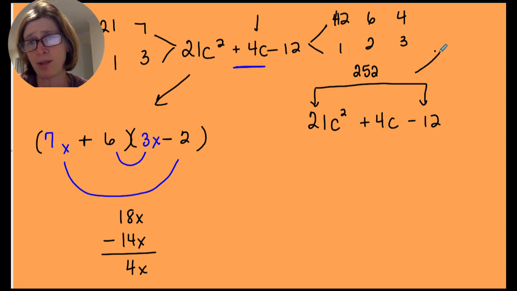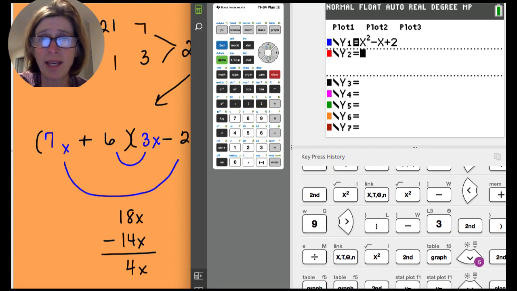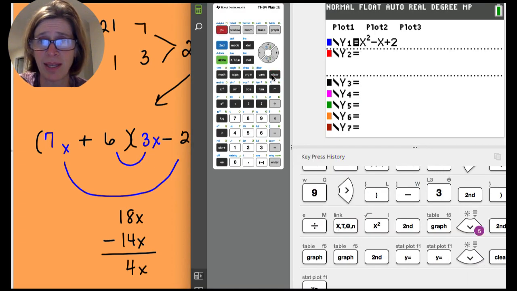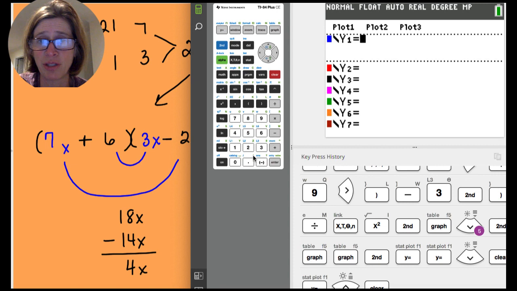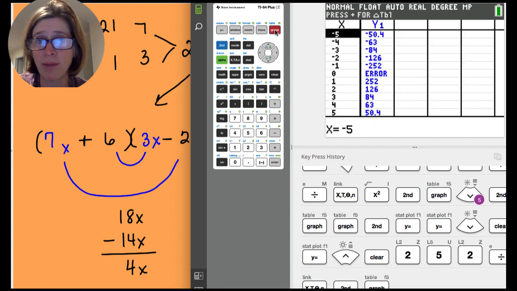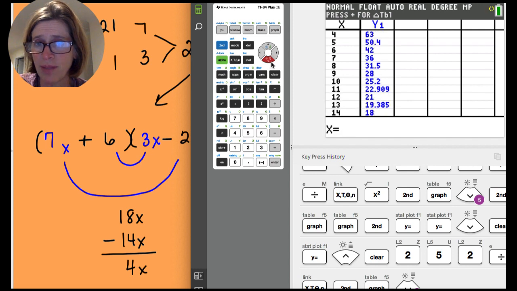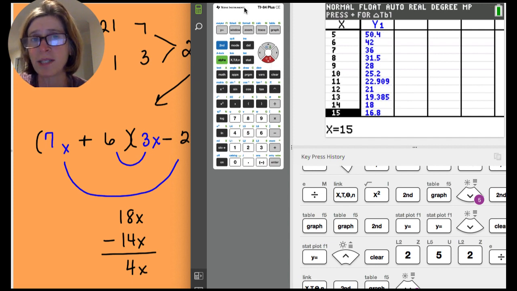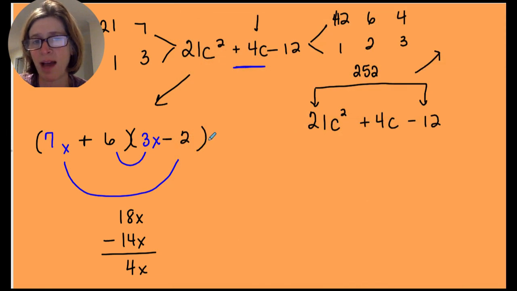So at this point, I'd probably grab my calculator. I'd go to the y equals button, and I would move up here and clear, and I would do 252 divided by x, and then go to my table. So second graph, which would give me the table. And now I'm going to look for the factors that are 4 away from each other. And you can see that it's 14 and 18. Interestingly enough, it's the factors we got when we multiplied here, right?